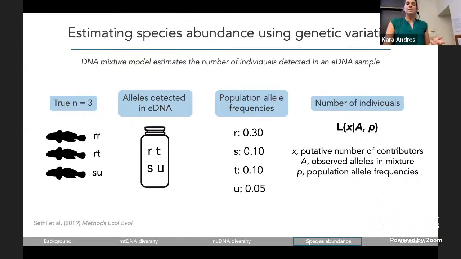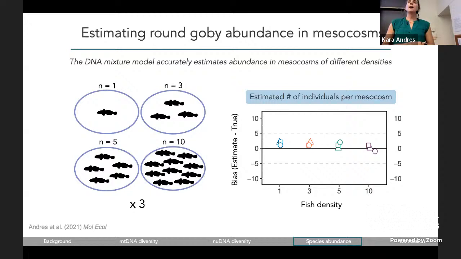So we applied this DNA mixture model, this framework, to our mesocosm experiment. And if you recall, we had gobies in different densities in these mesocosms. There were 1, 3, 5, and 10 gobies in the mesocosms. So we used the alleles that we detected in the environmental DNA samples to try to estimate the abundance in each of these mesocosms, the absolute abundance.